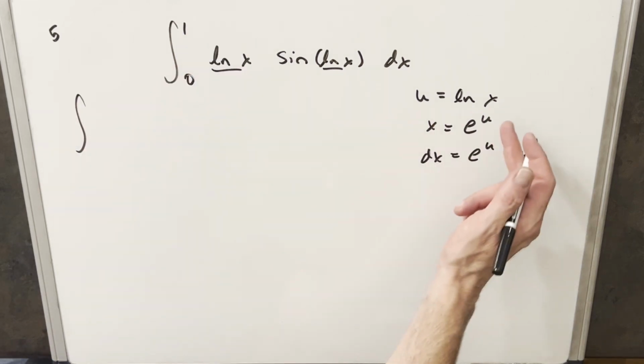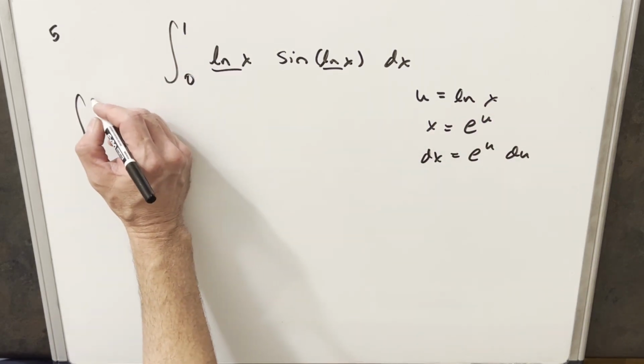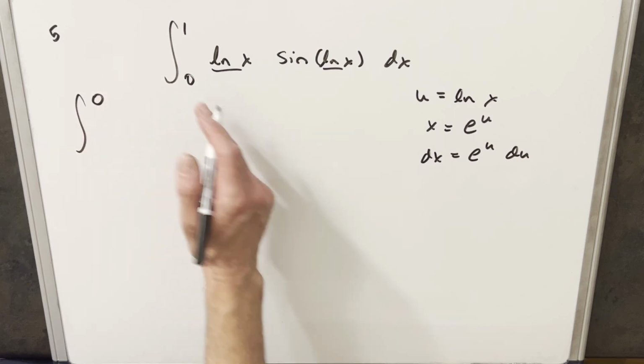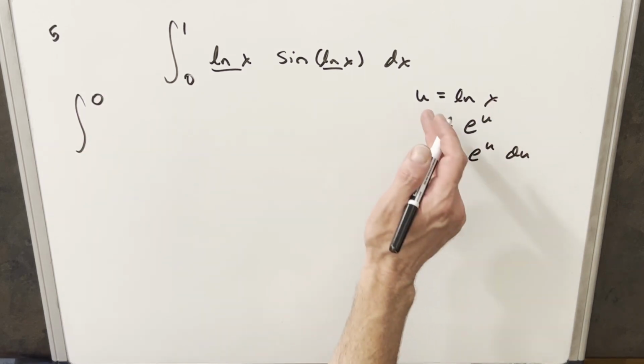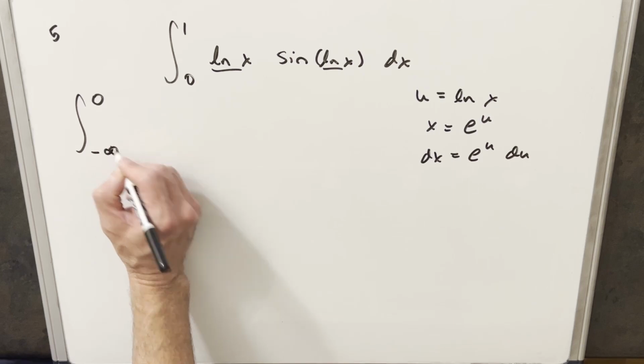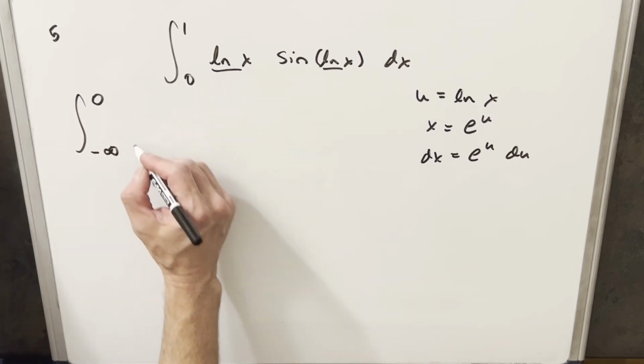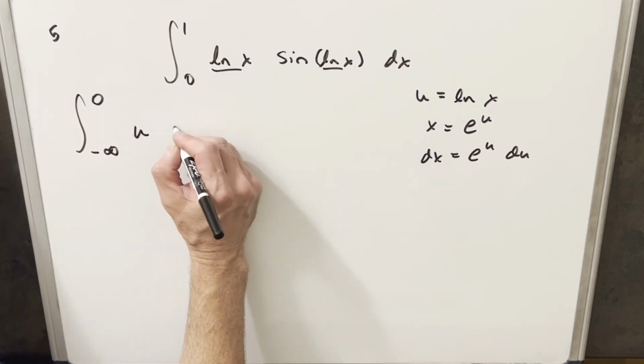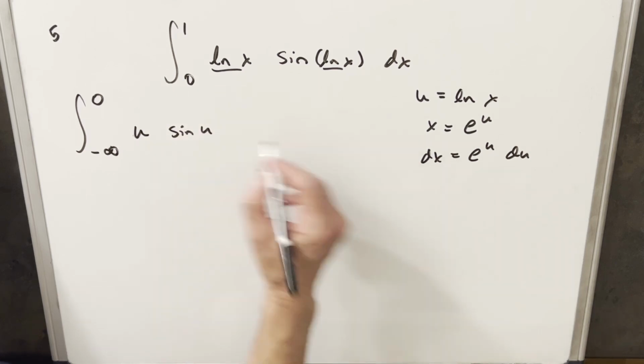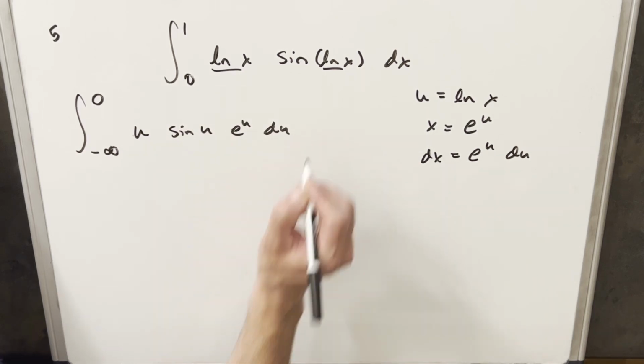So taking 1, natural log of 1, our u value is going to be 0. Taking 0, natural log of 0, well, that means our u value is going to be minus infinity. Then for natural log of x, that's just going to be u. Then here we're going to have sine of u, and our dx value is just e^u du.